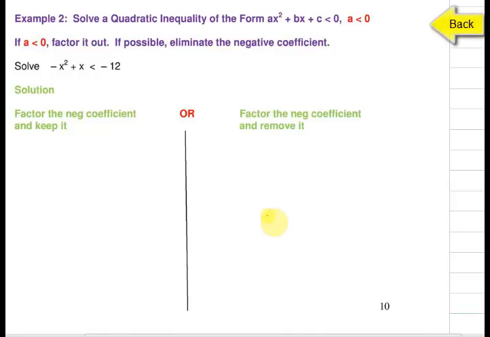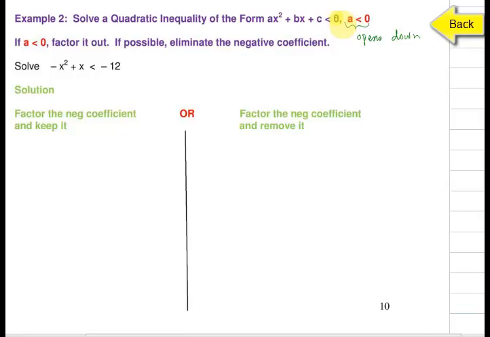Okay, so let's take a look at solving a quadratic inequality of the form ax squared plus bx plus c is less than 0, where a is less than 0, meaning that our parabola opens down. So if a is less than 0, what we're going to do is factor it out, and if possible eliminate the negative coefficient. We're going to take a look at negative x squared plus x is less than -12. Now as you can see, it's not in the form of ax squared plus bx plus c is less than 0, so we will want to do that as part of our first step.